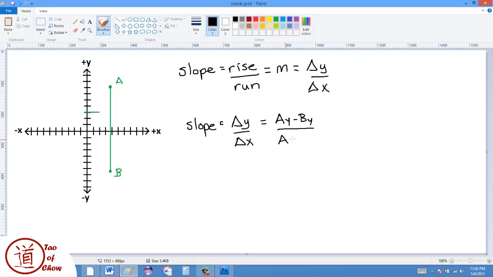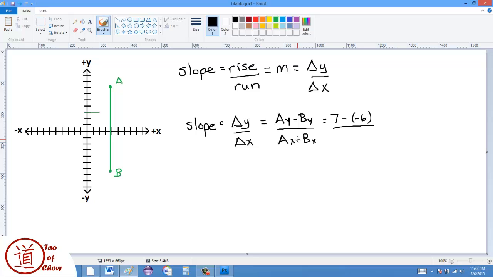Okay, and that's ax minus bx. So the change in y we'll say is about 7, to about 6, so 7 minus negative 6. And that's not really the important part. The important part is what's happening in the denominator position here.